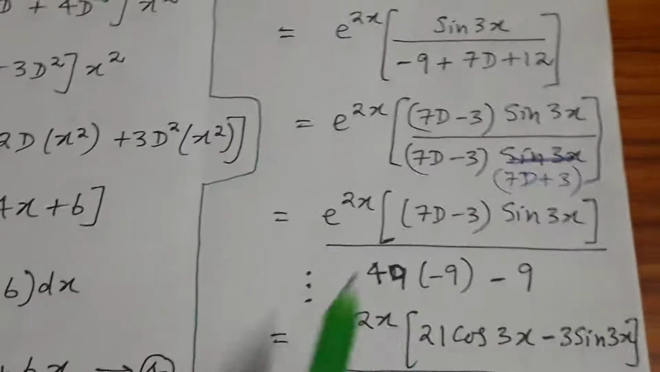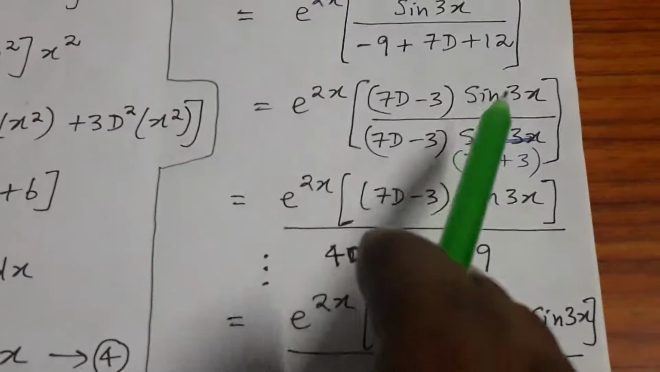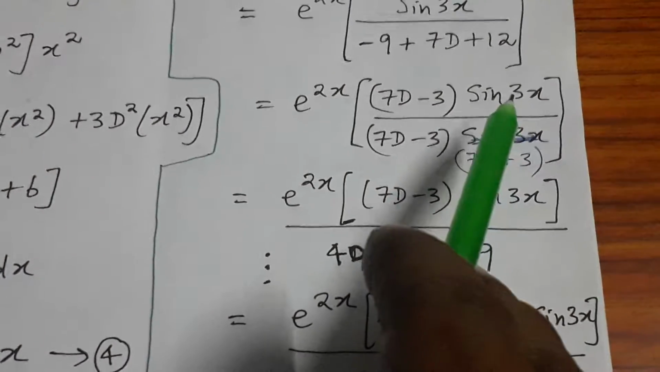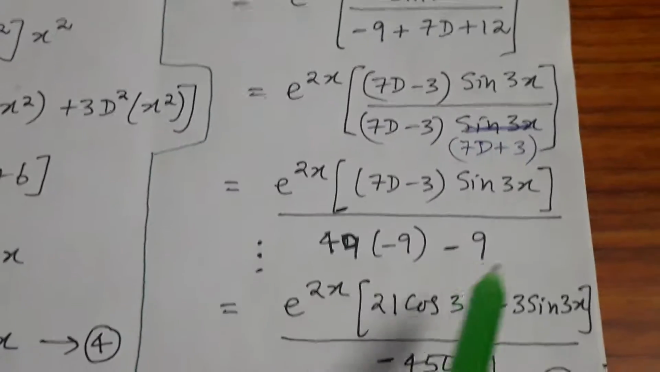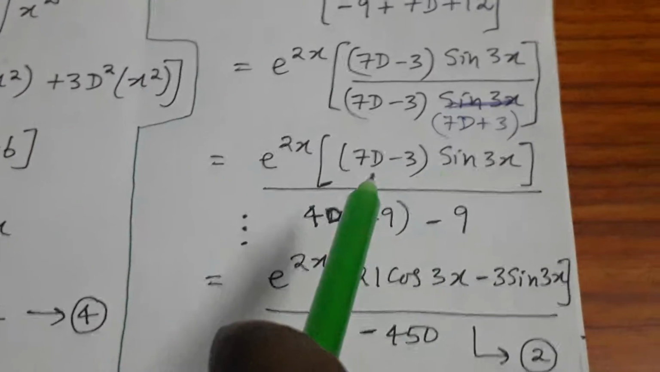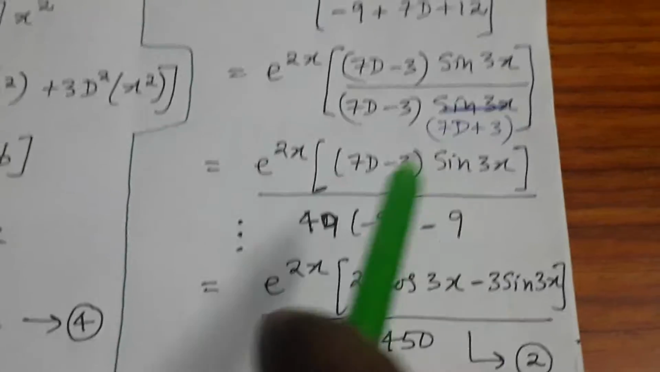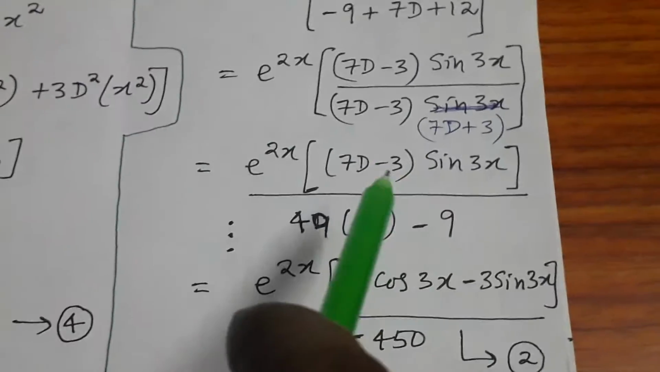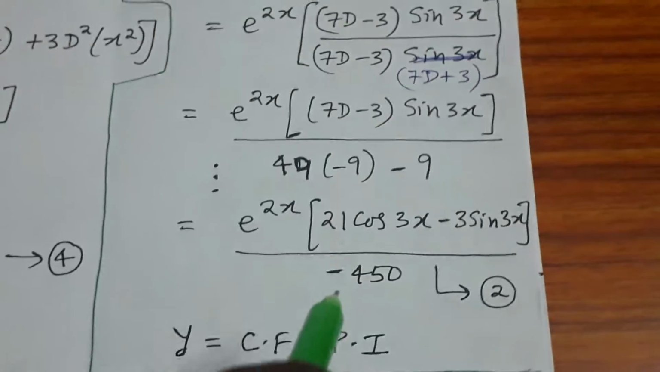This will be 49D squared minus 9. D square is minus a square, which is minus 9. Again minus 9. So 49 into minus 9 minus 9 will be minus 450. Numerator: 7D on sin 3x. That means differentiation of sin 3x is 3 cos 3x. So it is 3 cos 3x minus 3 sin 3x. This is the particular integral for the above problem.